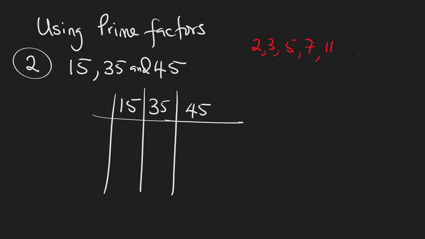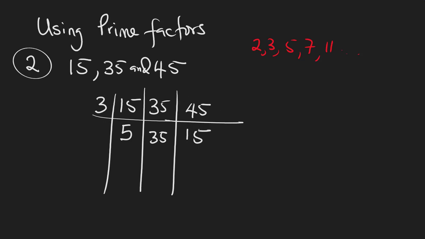Can 3 divide any of these? Of course, yes, 3 can divide 15. So let's use 3. 15 divided by 3 is 5. 35 divided by 3 cannot go. Since 35 cannot divide by 3 without remainder, you write the 35 down. 45 divided by 3, of course, is 15. So write 15.